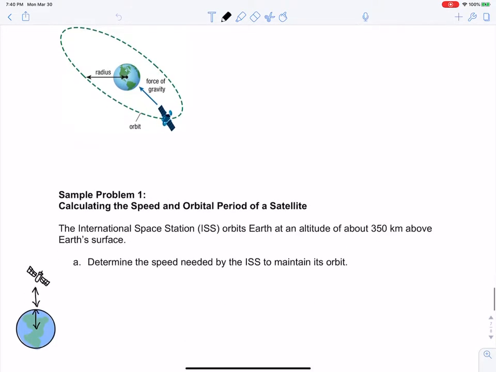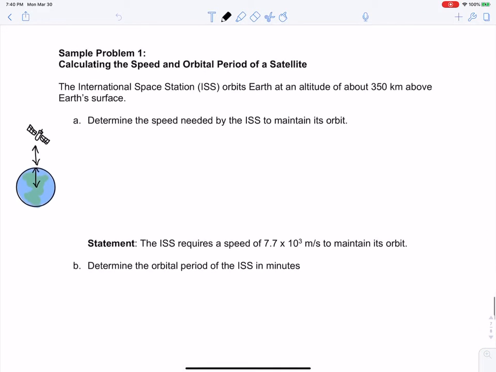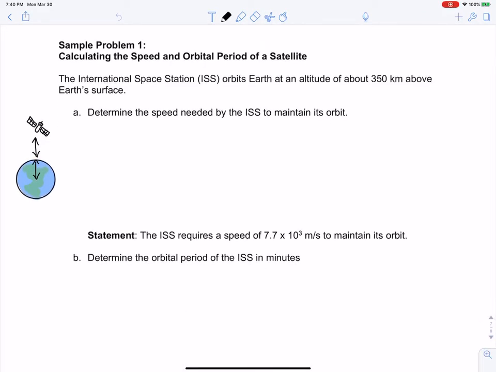Let's do an example, calculating the speed and orbital period of a satellite. The International Space Station, ISS, orbits the Earth at an altitude of about 350 kilometers above the Earth's surface. 350 kilometers is 3.50 times 10 to the power of 5 meters above the Earth's surface. So if we look at this distance, this would be the height of the International Space Station above the Earth's surface. The Earth itself has a radius.